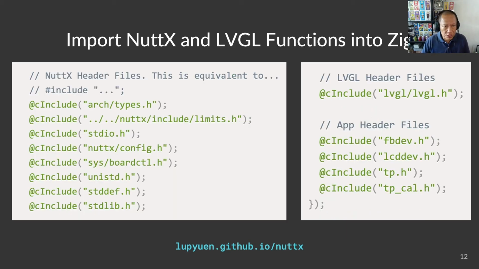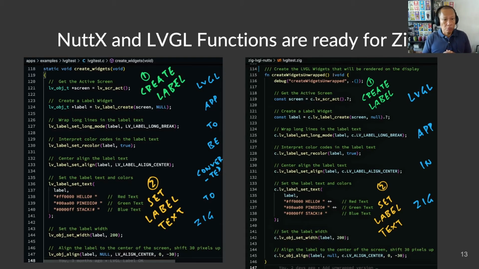Remember we talked about changing #include to @cInclude? This is how we do it. With this couple of lines of code, we have imported all the C header files that we need for NuttX, LVGL, and our app. The first two lines look out of place, types.h and limits.h. I ran into some macro problems without these lines, so I added them. Could be a problem with Clang. That's all for importing C functions into Zig. No wrappers needed.